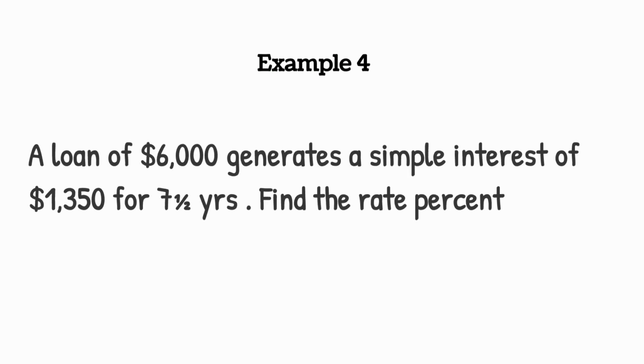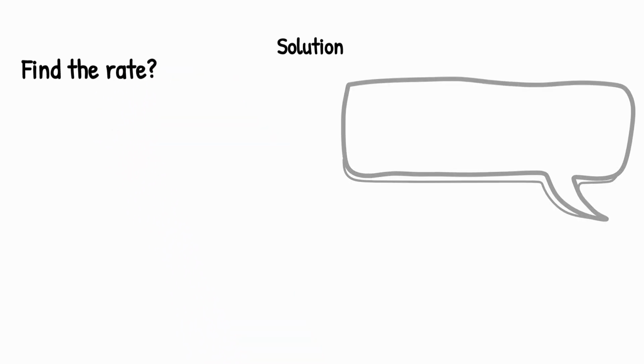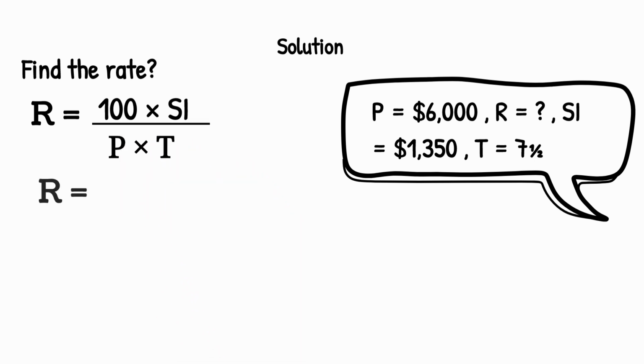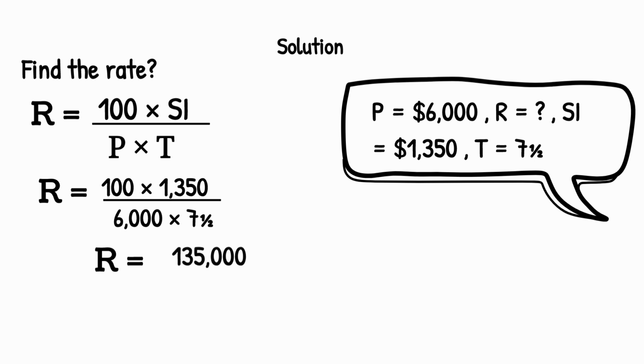The next question says a loan of $6,000 generates a simple interest of $1,350 for 7.5 years. Find the rate percent. So from the question, we are asked to find the rate. Where the formula for rate is equal to 100 times SI over P times T. Then we have R equals 100 times 1,350 over 6,000 multiplied by 7.5. Multiply that and you have 135,000 over 45,000. After dividing, our rate will be equal to 3.